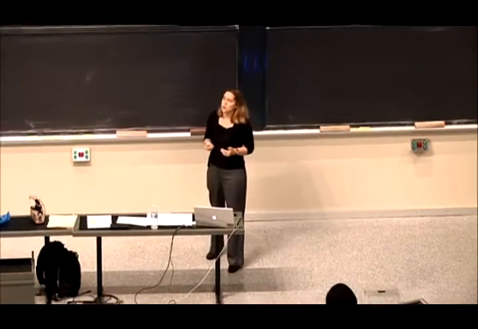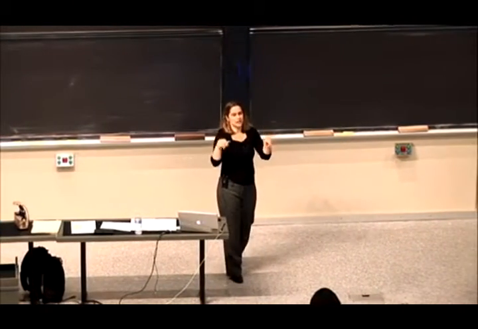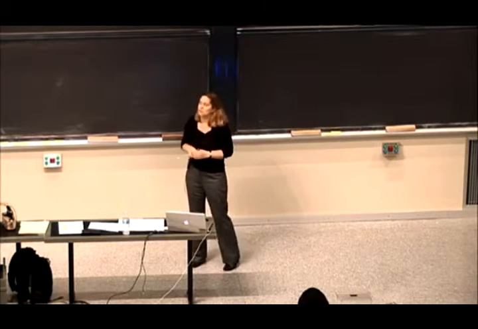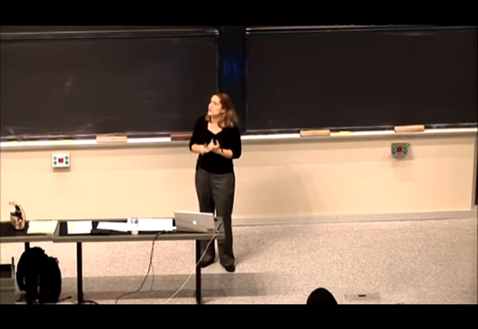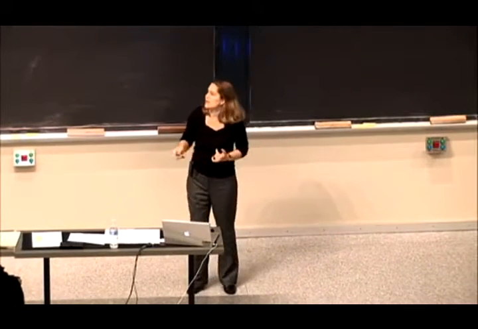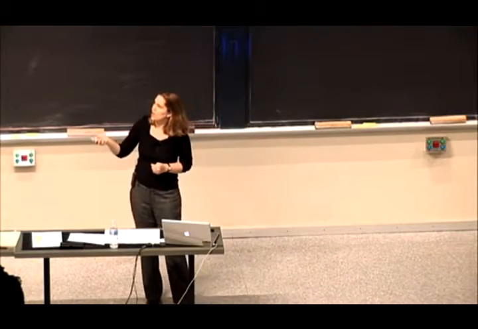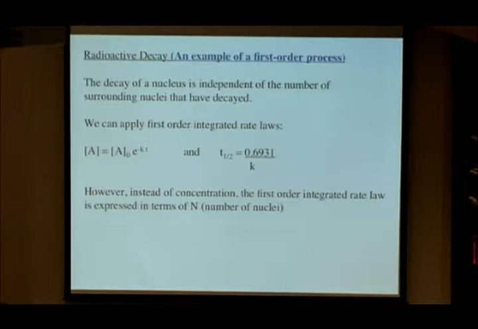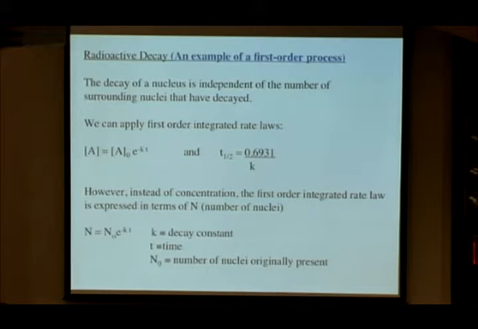So we can use those same equations, but often you don't see it in terms of concentration of A. You usually see these expressions in terms of either the number of nuclei or a different A, which is A for activity. So instead of concentration, we're talking about the number of nuclei that have decayed, or capital N. So we can write the same expression, but now using N instead of concentration of A. Same thing, number of nuclei equals the original number of nuclei, times e to the minus kt, where k is our rate constant, or in this case, decay constant, and t is time.